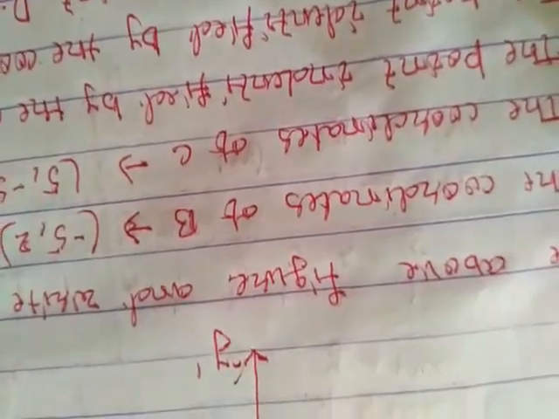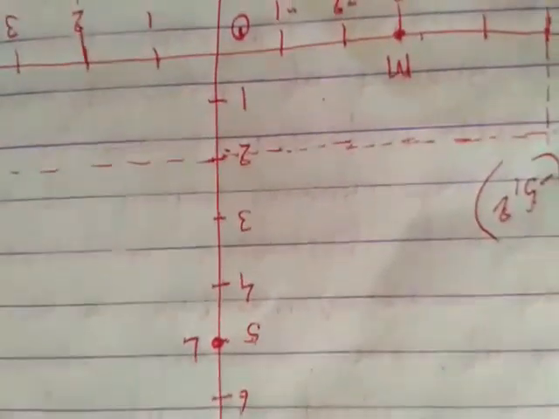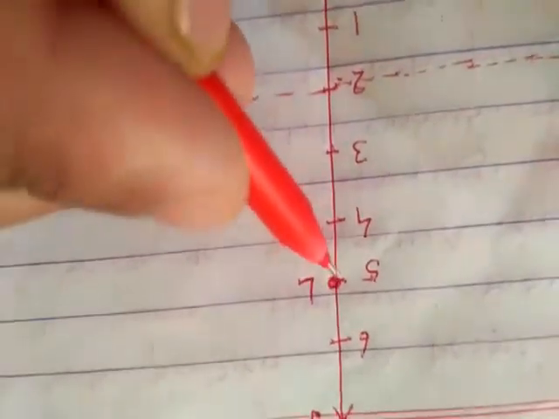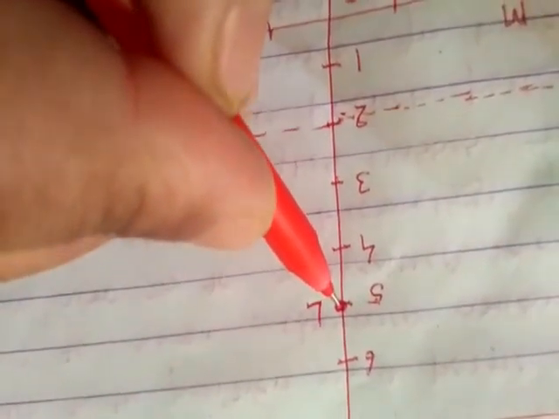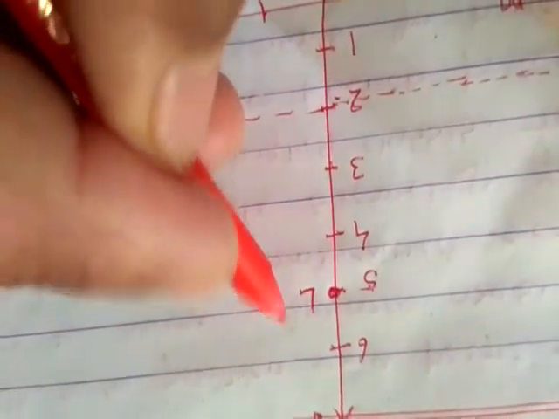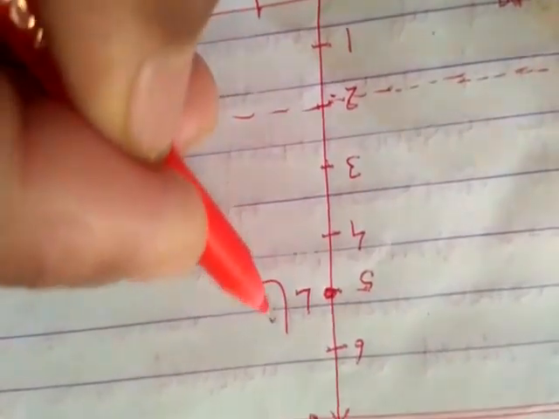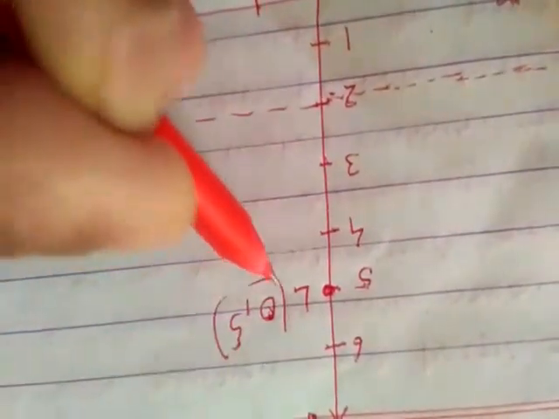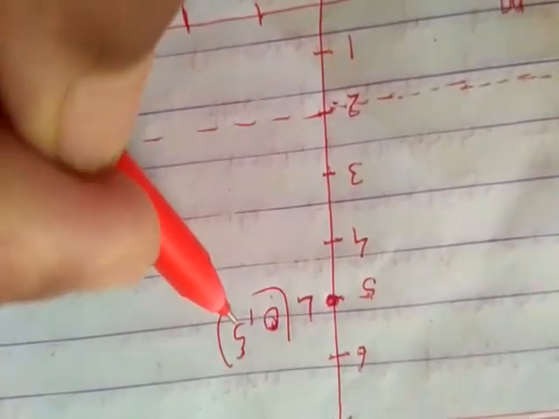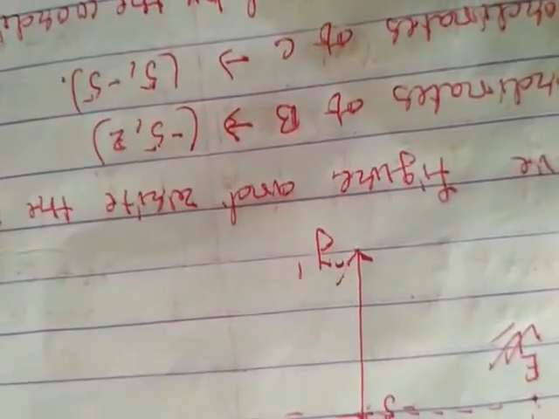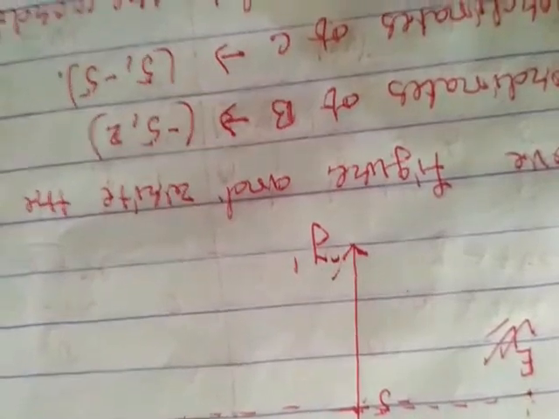Now our next question is the coordinate of the point L. As you see, point L is lying on the y-axis. So its coordinate will be 0, 5. Here abscissa is 0 and ordinate is 5. So the coordinate of point L becomes 0, 5.